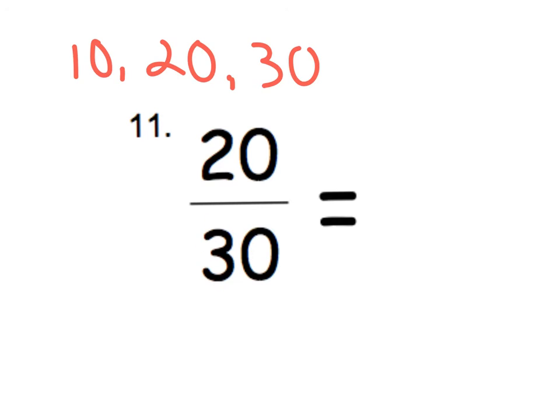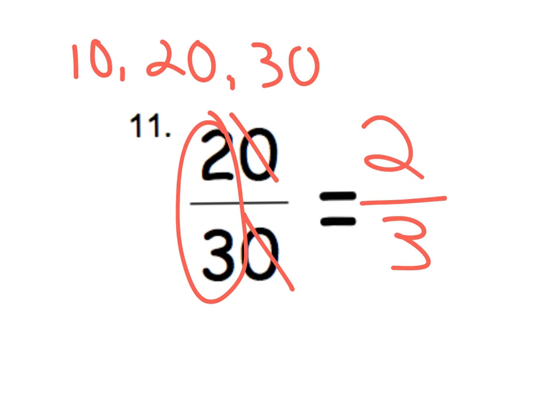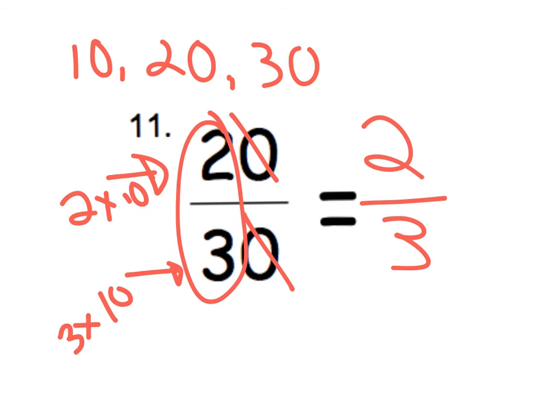2/3. You can simply just take off the zeros, and that is your simplest form right there. 2 3s. Because at the top, how many tens did we say you have? You have 2 tens. 2 times 10. And how many do you have in the bottom? 3 tens. 3 times 10. So that means my greatest common factor is 10.